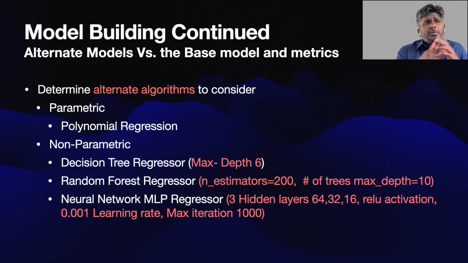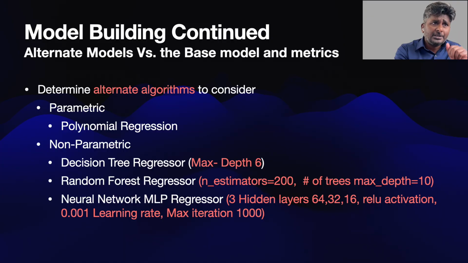Then I went ahead with random forest regression. A few considerations: I limited the trees to 200, and at the same time I limited the max depth to 10. When I applied that technique, it improved much better. I also applied the neural network. Every time I come up with a new iteration or new model, I capture all the metrics.